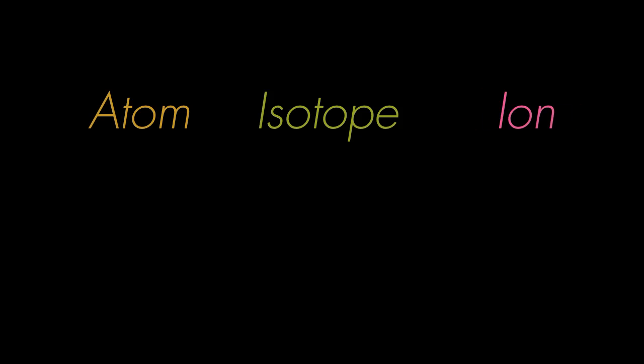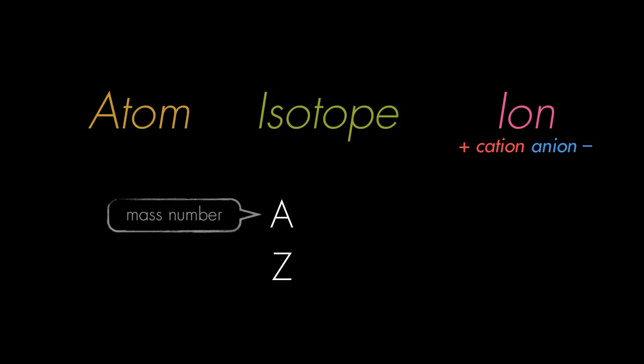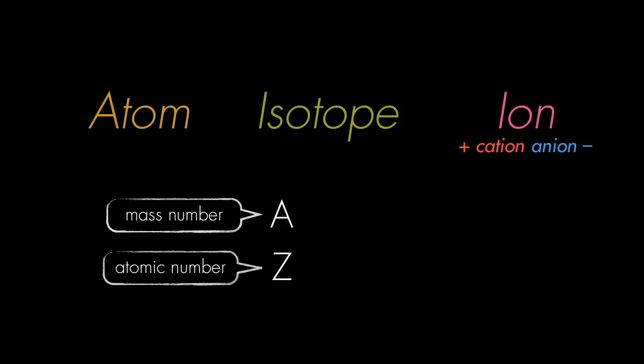So far, we've learned about atoms and isotopes, and I should mention ions. An ion is anything that has a positive or negative charge. An ion with a positive charge is called a cation, and ions with a negative charge are referred to as anions. Recall also that we can specify any atom with 2 numbers, the mass number and the atomic number, while the symbol is a short version of the chemical name.